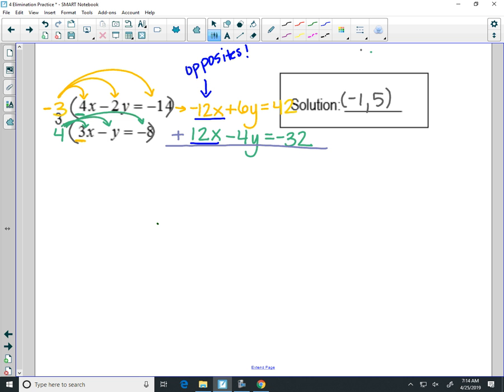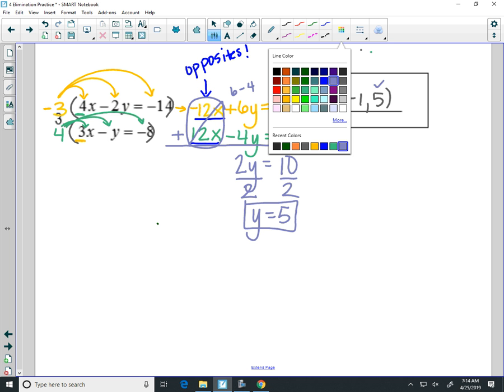When we add, if you took those numbers in front of x and flipped their order and made one of them negative, every time those opposites are going to cancel. What we end up with over here is 6y minus 4y. So 6 minus 4 is the math we're doing there. We have 2 y's. 42 plus negative 32 on the other side of the equal sign is positive 10. And now, again, every time that's going to be a little one-step simple equation. Y equals 5.